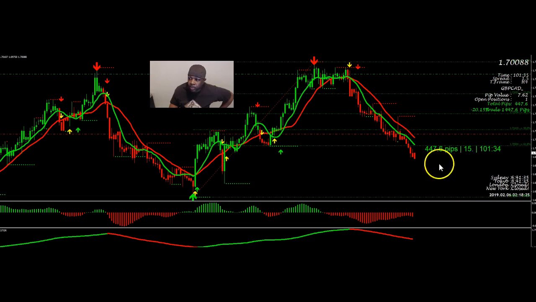Just showing you guys, before we go on, I want you to watch right here. Right here, this is a live trade. As you can see, it's jumping around 448 pips, 447.